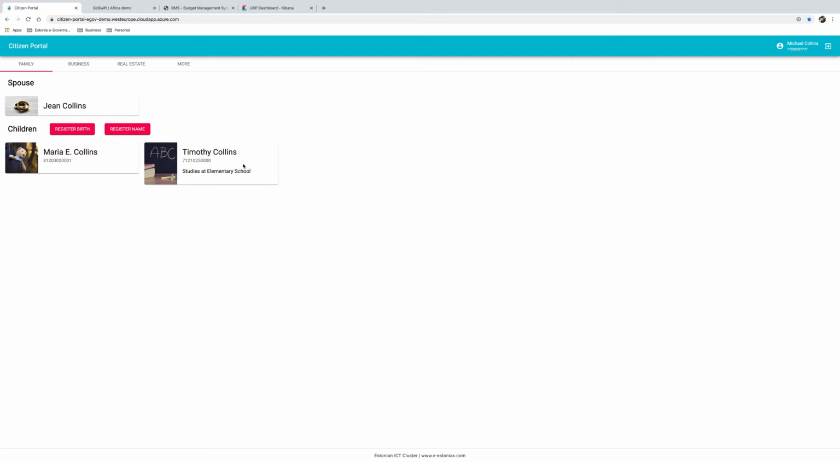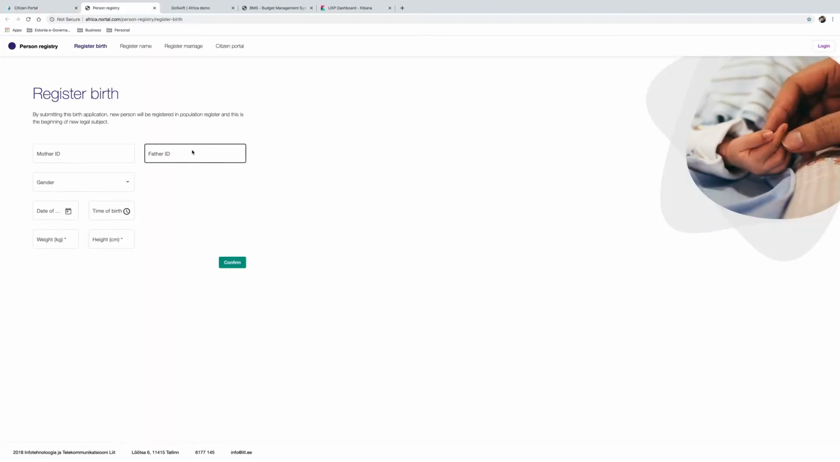The birth of a child is usually registered by the doctor in the hospital, but as it was a home birth, Michael can register the birth himself. To get started, he goes into the Population Registry birth registration solution. He enters the mother's ID number, his own ID number, the gender of the child, and the weight and height of the child to complete the registration.